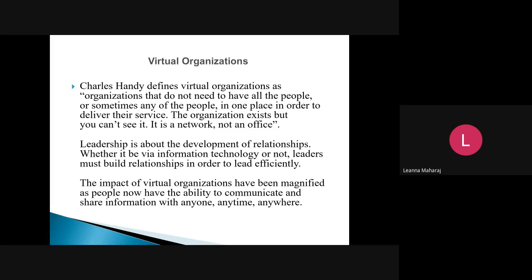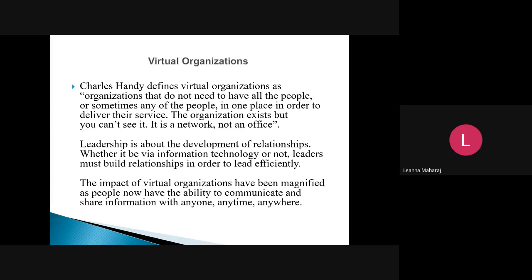Okay, well, we move on now to virtual organizations. Charles Handy defines a virtual organization as an organization that does not need to have all people, or sometimes any of the people, in one place in order to deliver its service. The organization exists, but you can't see it. It is a network and not an office.